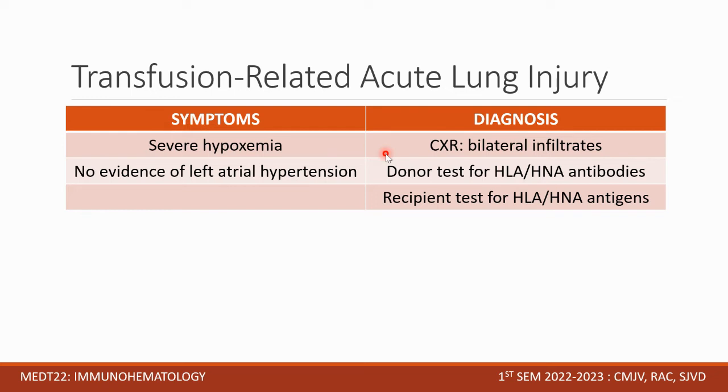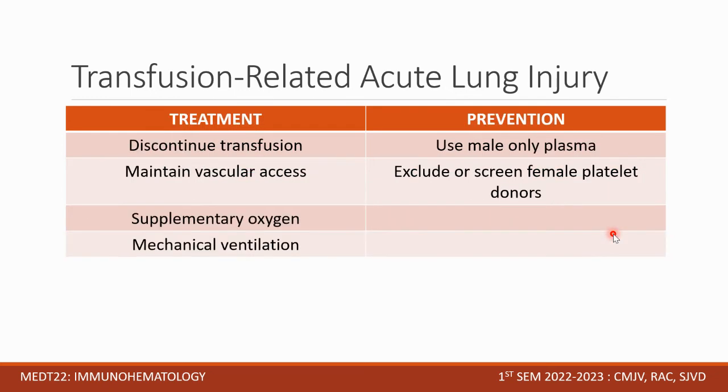Okay? For the diagnosis, sa chest X-ray, you can see bilateral infiltrates. Okay? You can do donor tests for HLA, HNA antibodies, and then recipient test for HLA, HNA antigens. For the treatment, of course, discontinue transfusion as always. Maintain vascular access. So, you need supplementary oxygen. And if hindi na talaga kaya, mechanical ventilation na. Okay? For the prevention, you can use male-only plasma or exclude or screen female platelet donors.